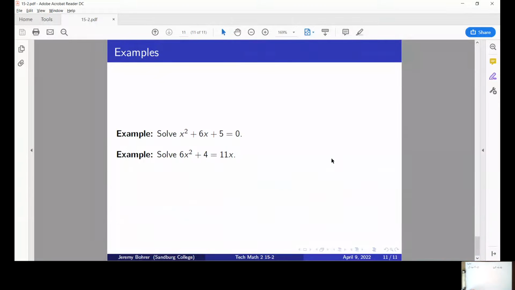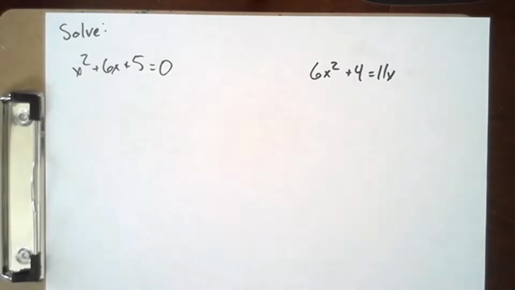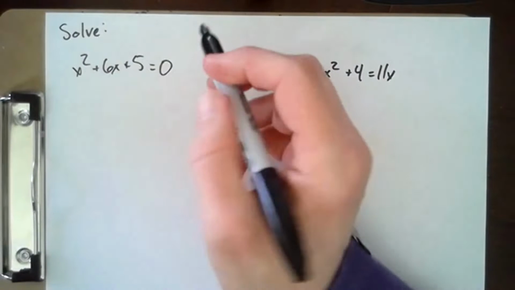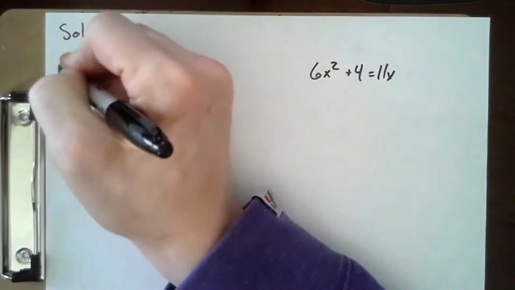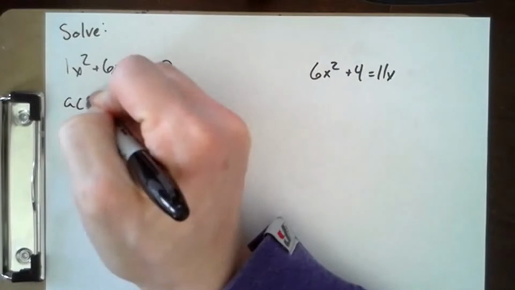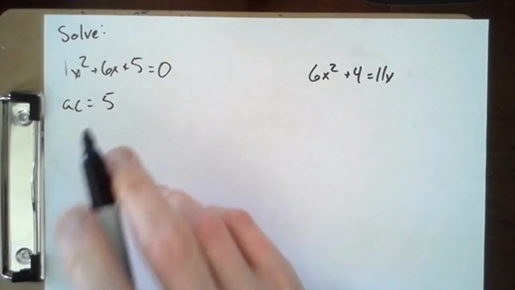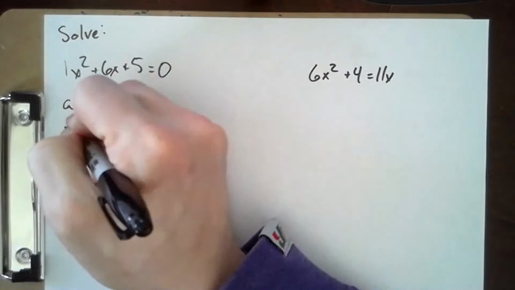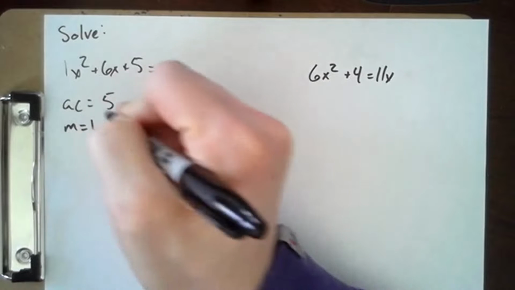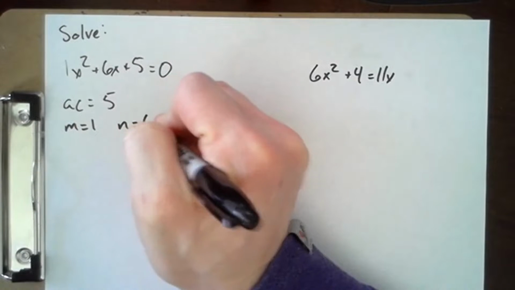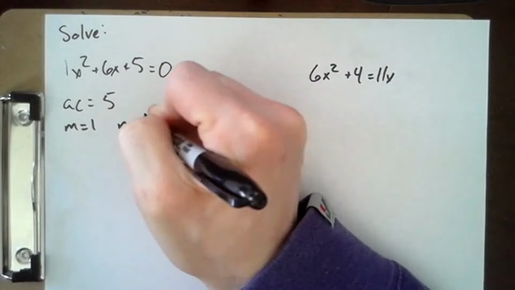And our last problems ask us to solve these equations. So here we go. We've got x squared plus 6x plus 5. So ac here equals 5. We want to find two numbers that multiply to 5 and add to 6. And obviously those numbers are m equals 1 and n equals 5.